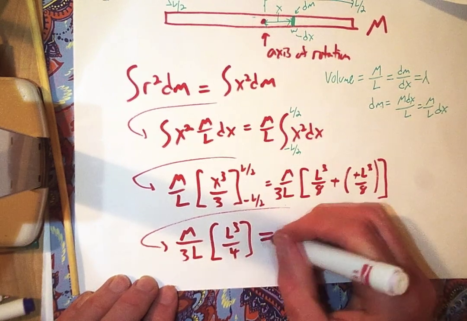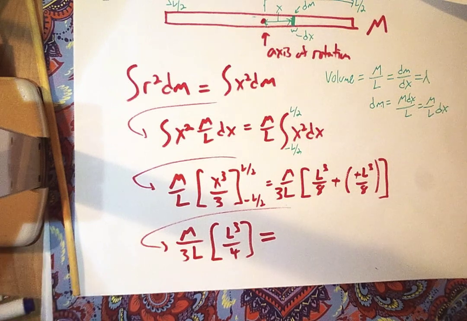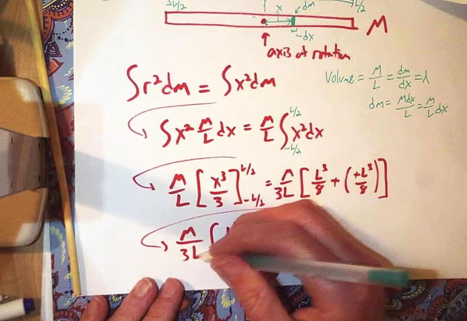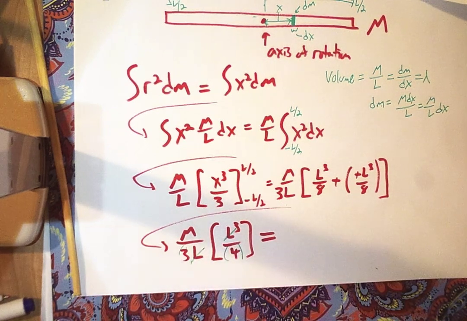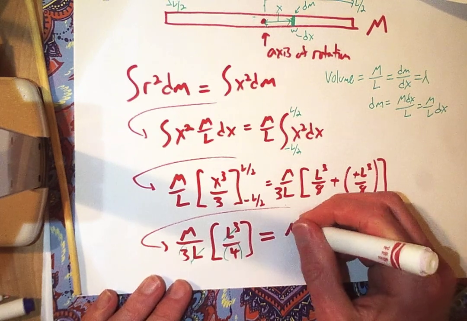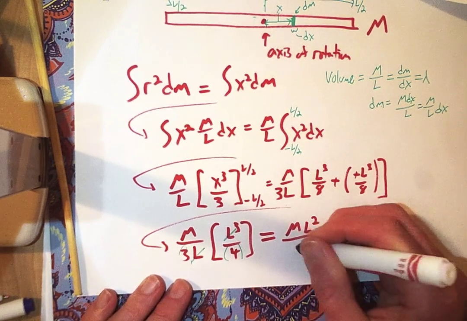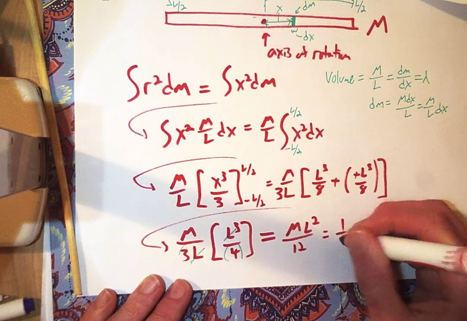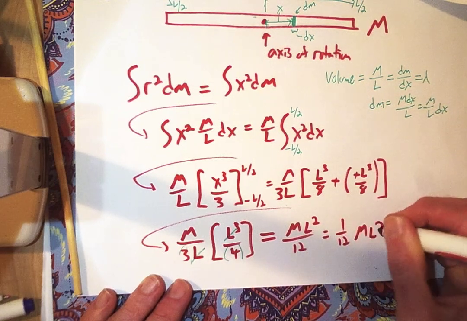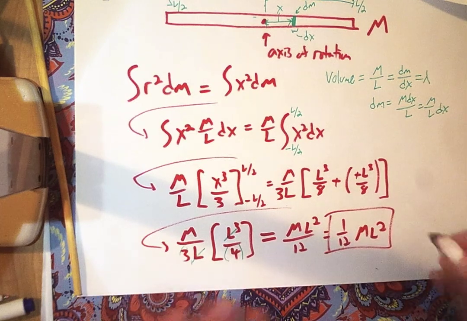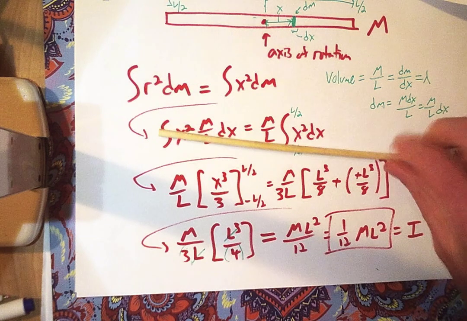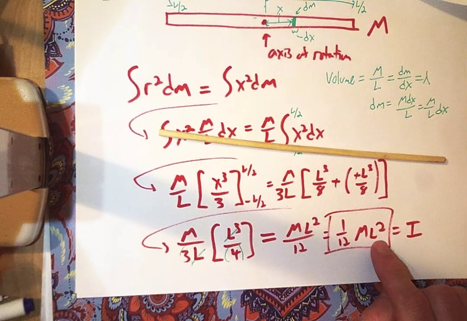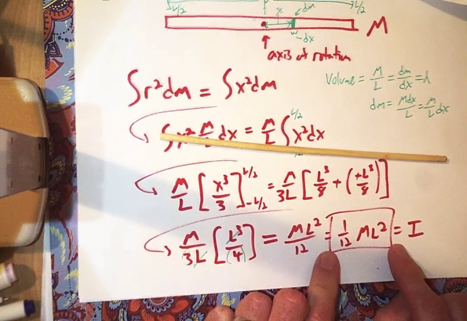So bringing all these together, I can cancel 1L, and then I have this 12 on the bottom. So what we really get is ml squared over 12, or sometimes written as 1/12 ml squared. So that's what the moment of inertia is. This is I. The moment of inertia for a thin rod about its center is 1/12 ml squared, right? That's the moment of inertia.